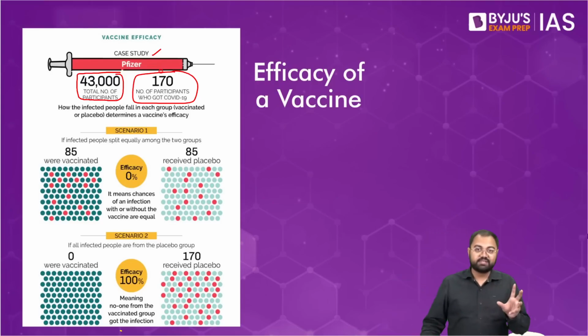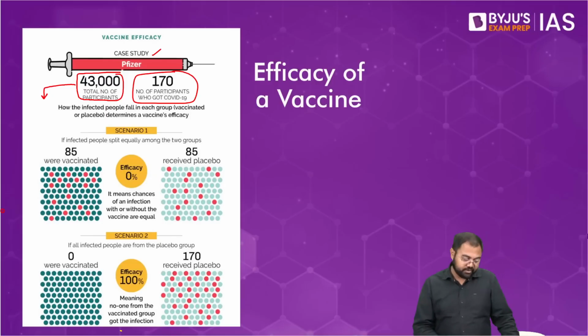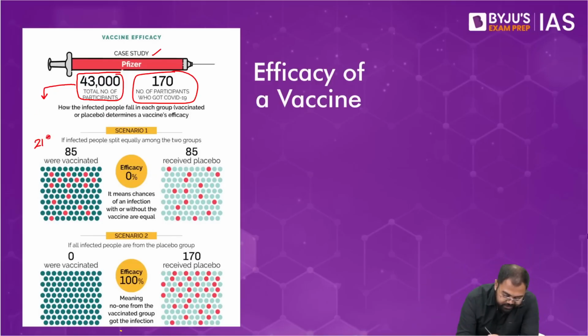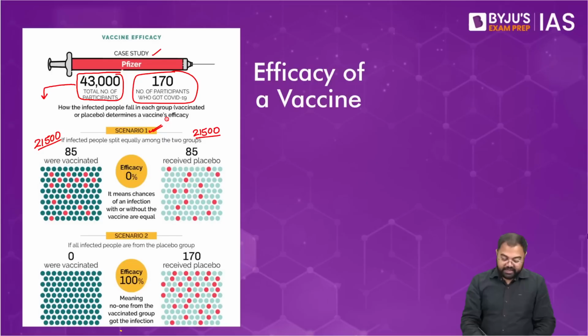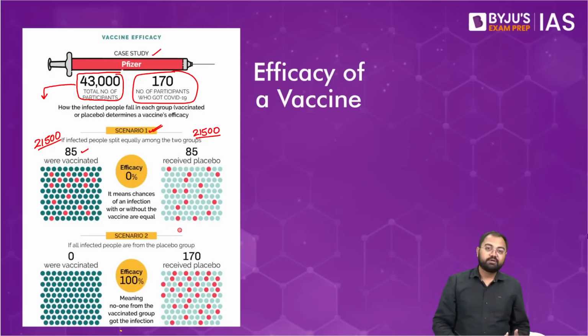Now how these studies are done, just understand that this number 43,000 will be divided into two groups. So there will be one group of 21,500 people, and there will be another group of 21,500 people. All right. So there are two groups of 21,500 people, making a total of 43,000. Now let's say in scenario one, there were 85 people out of 170 who were vaccinated, and yet they got infected with COVID-19, and there were the rest 85 who had received placebo.